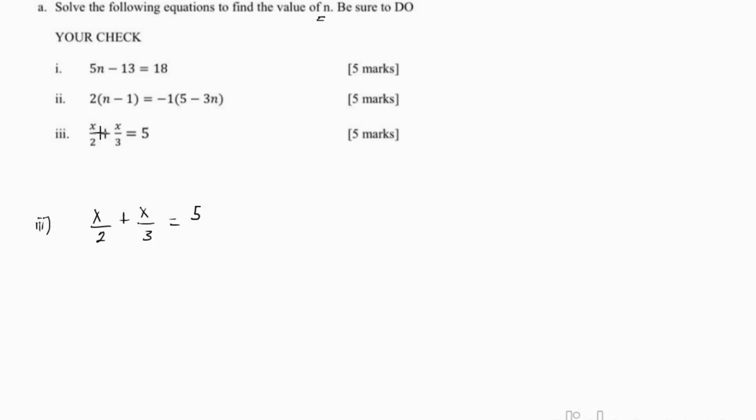So what we can do here, since they're both x variables, is we can add these, right? So we're going to find the least common denominator. In that case, it's 6, right? How did I do that? 2 and 3 both go into 6, and it's the smallest number that they can both go into.